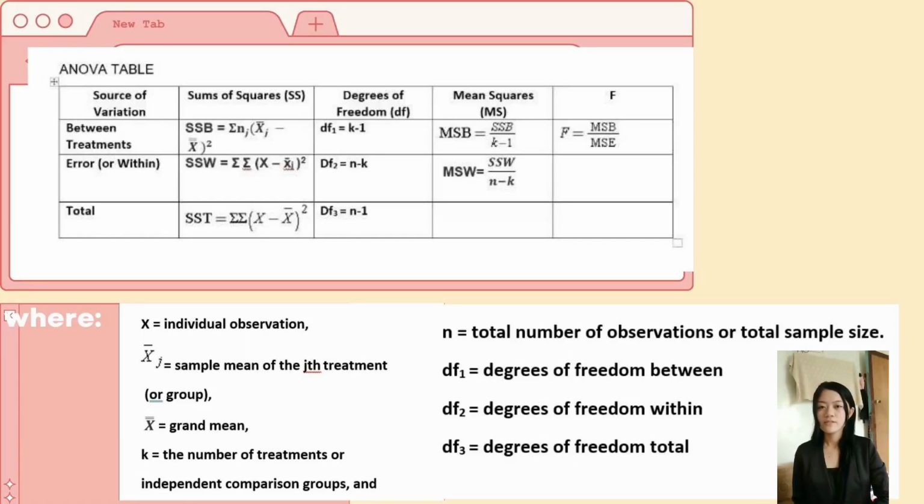Here is the ANOVA table, where X is the individual observation, X-bar is the sample mean of the jth treatment or group, X double-bar is the grand mean, k is the number of treatments or independent comparison groups, and n is the total number of observations or total sample size. df1 is the degrees of freedom between, df2 is the degrees of freedom within, and df3 is the degrees of freedom total.